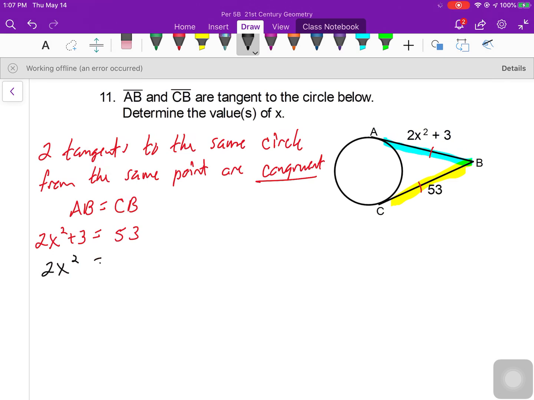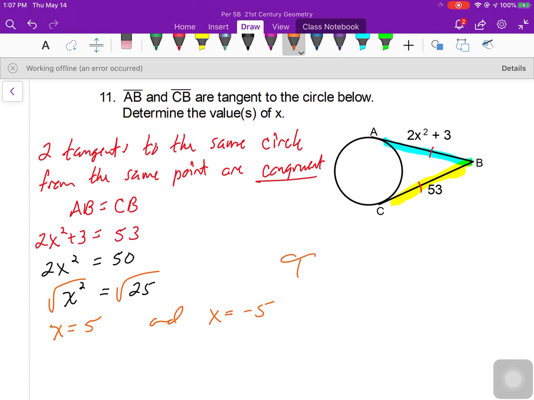So 2x squared plus 3 will equal 53. And the rest is just algebra. Subtracting the 3, dividing by 2, and then taking the square root. Now when you take the square root, remember you do get two answers, x equals 5 and x equals negative 5. This time, both will work.